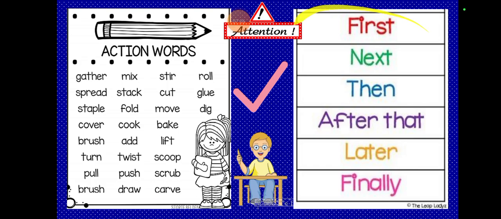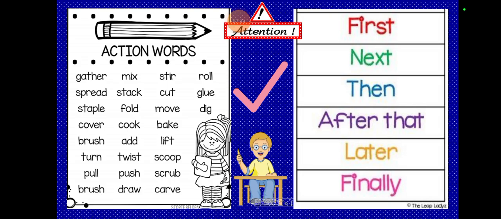Now give attention to this one. It's so important. These are the sequence words. Like you have to write how. The first order would be first, then next, then after that, then later, and then finally. First and second, you can't jumble. First, second, and last can't be jumbled. Otherwise, in between, then, after that, later, you can jumble. But first, next, and finally would not be jumbled.